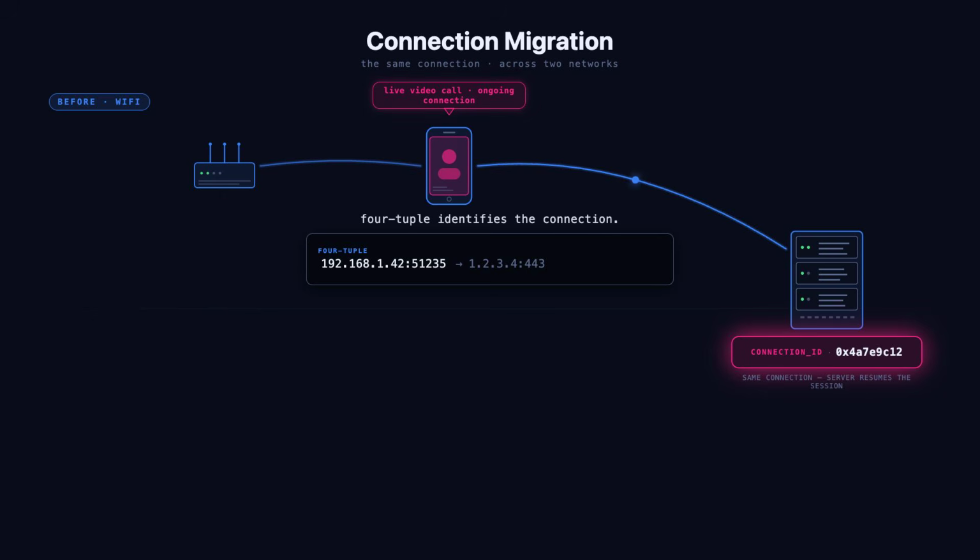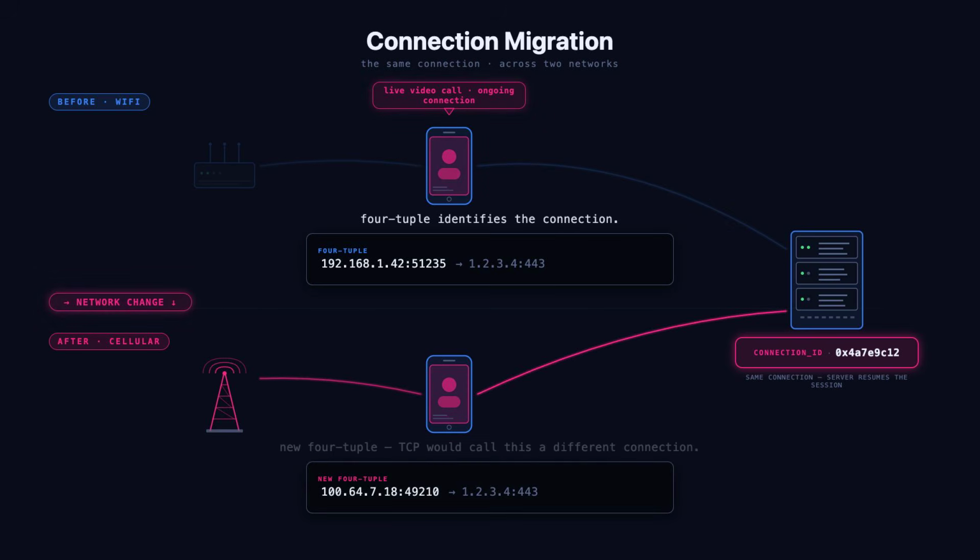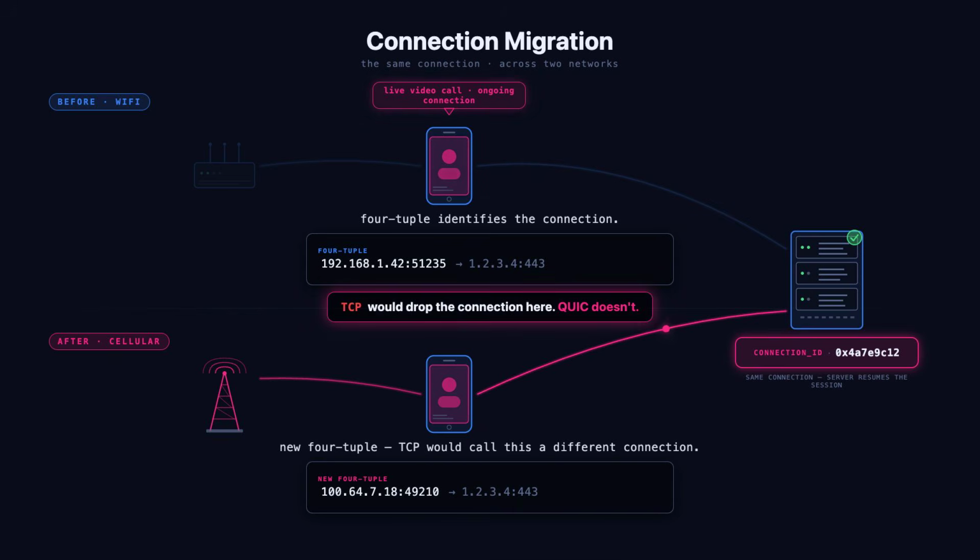QUIC identifies connections differently. Every QUIC connection has a connection ID, a short random identifier that both sides agreed on during the handshake. The connection is the ID, not the addresses. So when your phone switches networks, the new packets arrive at the server with a fresh source IP and port, but they carry the same connection ID. The server recognizes you instantly, validates the new path, and resumes the connection where it left off. The video call doesn't drop. This is the unsung benefit. On a phone that walks between networks 5 times an hour, QUIC just works.